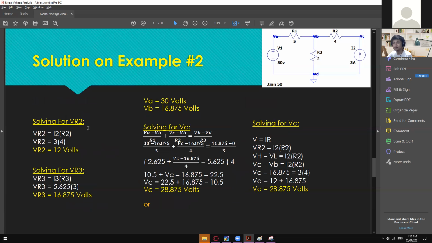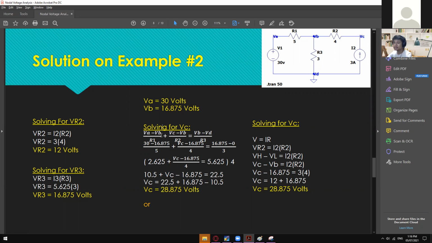Let's now move on to the next one, solving for the VR2 and then the VR3. So again, using this formula, I2 times R2 will give you 12 volts for the voltage drop across R2. And then for the VR3, using this formula, it will give you 16.875. So 5.625 times 3. Okay, so that's the voltage drop across R3. And then, as we all know, VA is 30 and then VB is 16.875. Then we can now solve for the VC.